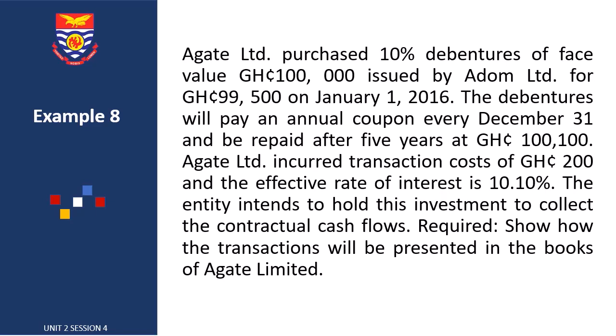The entity intends to hold this investment to collect the contractual cash flows. Required: show how the transaction will be presented in the books of Agate Limited. So when you analyze this question very well, Agate Limited here is the one purchasing. So it becomes the holder, the acquirer, and to Agate, it is a financial asset.